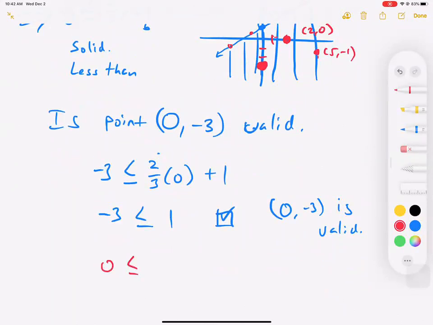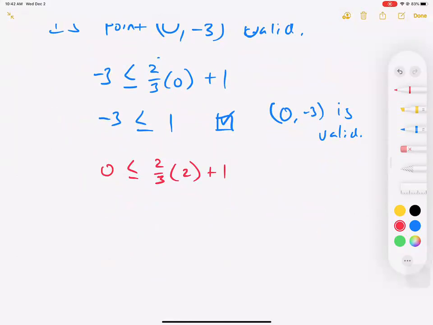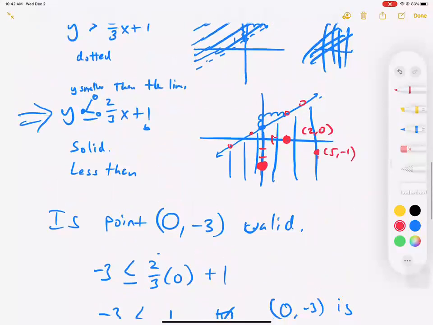0 is less than or equal to 2 over 3 times 2 plus 1. So 2 times 2 over 3 is 4 over 3. 4 over 3 plus 1, I'm going to change it to 3 over 3, gives 7 over 3. Is 0 less than 7 over 3? Yeah, 0 is smaller than any positive number. This is true. As long as the statement is true at the end, it's a point on that graph that works. (2, 0) would work. (5, negative 1) would work. Any value underneath the line would work.